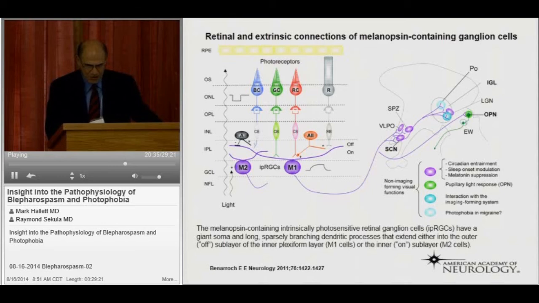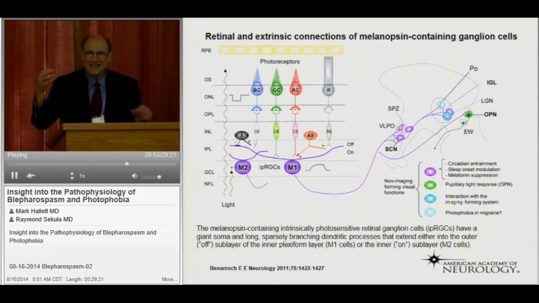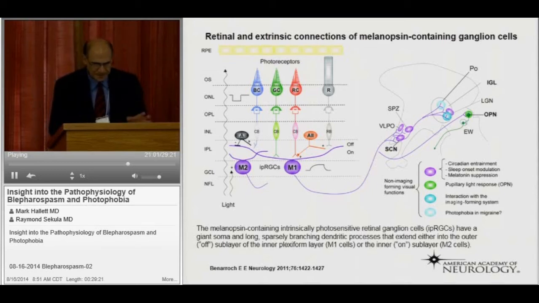They may have some role in pupillary light response, and they may be related to photophobia because some of the information from these cells gets into parts of the thalamus, where the thalamus relates to somatic sensation and pain. So some of that information can also potentially produce pain.